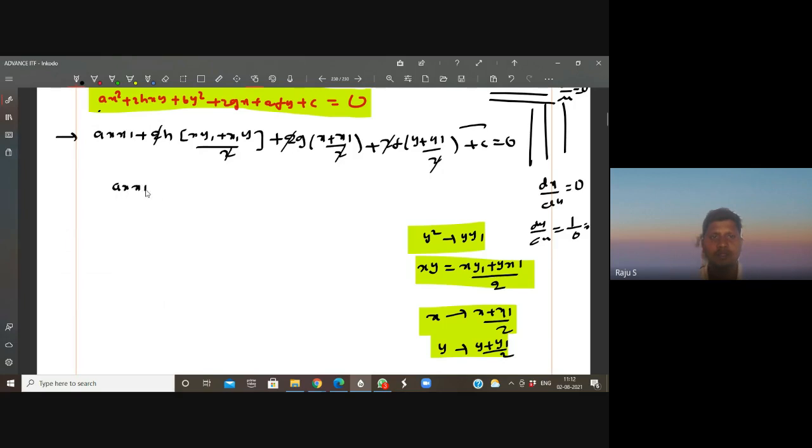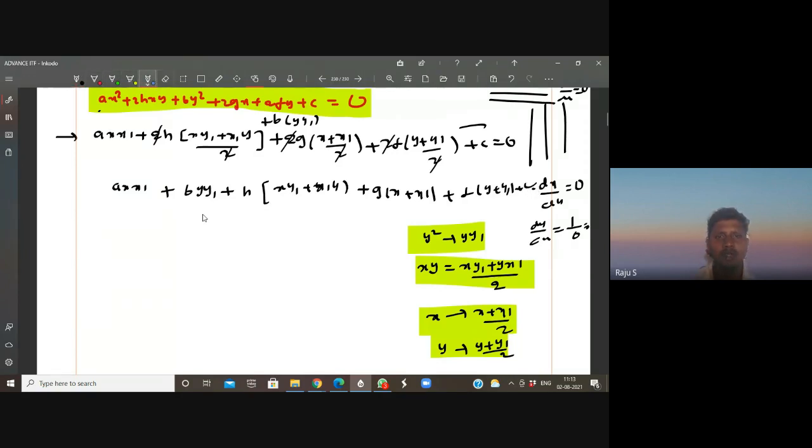a x x1 plus, I forgot to write, b into y square, which can be written as y y1. So b y y1, plus h times (x y1 plus x1 y), the 2 having cancelled. The remaining values: g into (x plus x1) plus f into (y plus y1) plus c is equal to 0. Students, so like this you can take any equation.